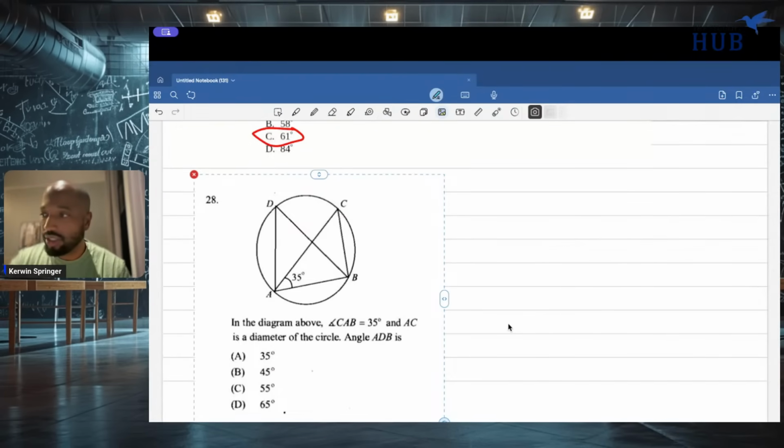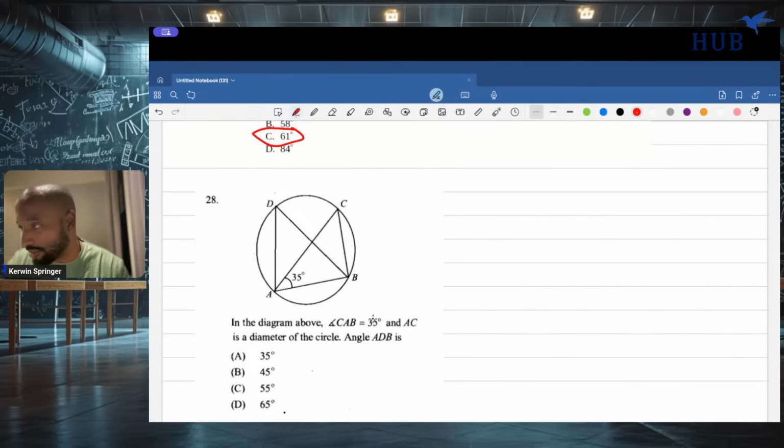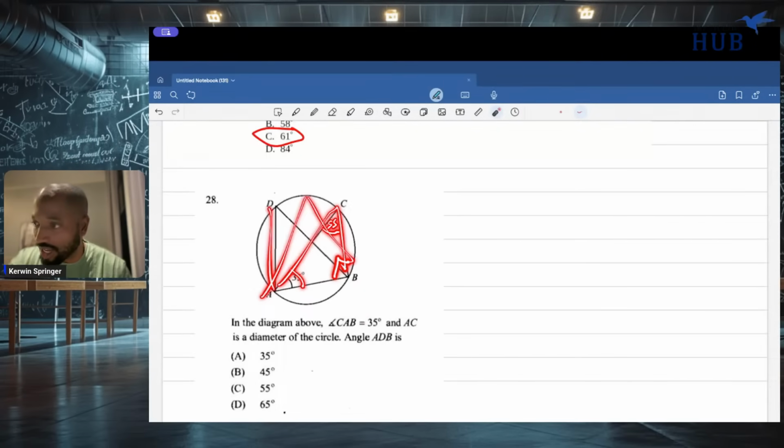Ladies and gents, in the diagram above, angle CAB is 35, like CAB right there. Cab right there is 35, and AC is the diameter of the circle. So this is a diameter. So this is 90. Angle ADB, this is 90. This is 35. This is 55. And if this is 55, any other angle is 55.